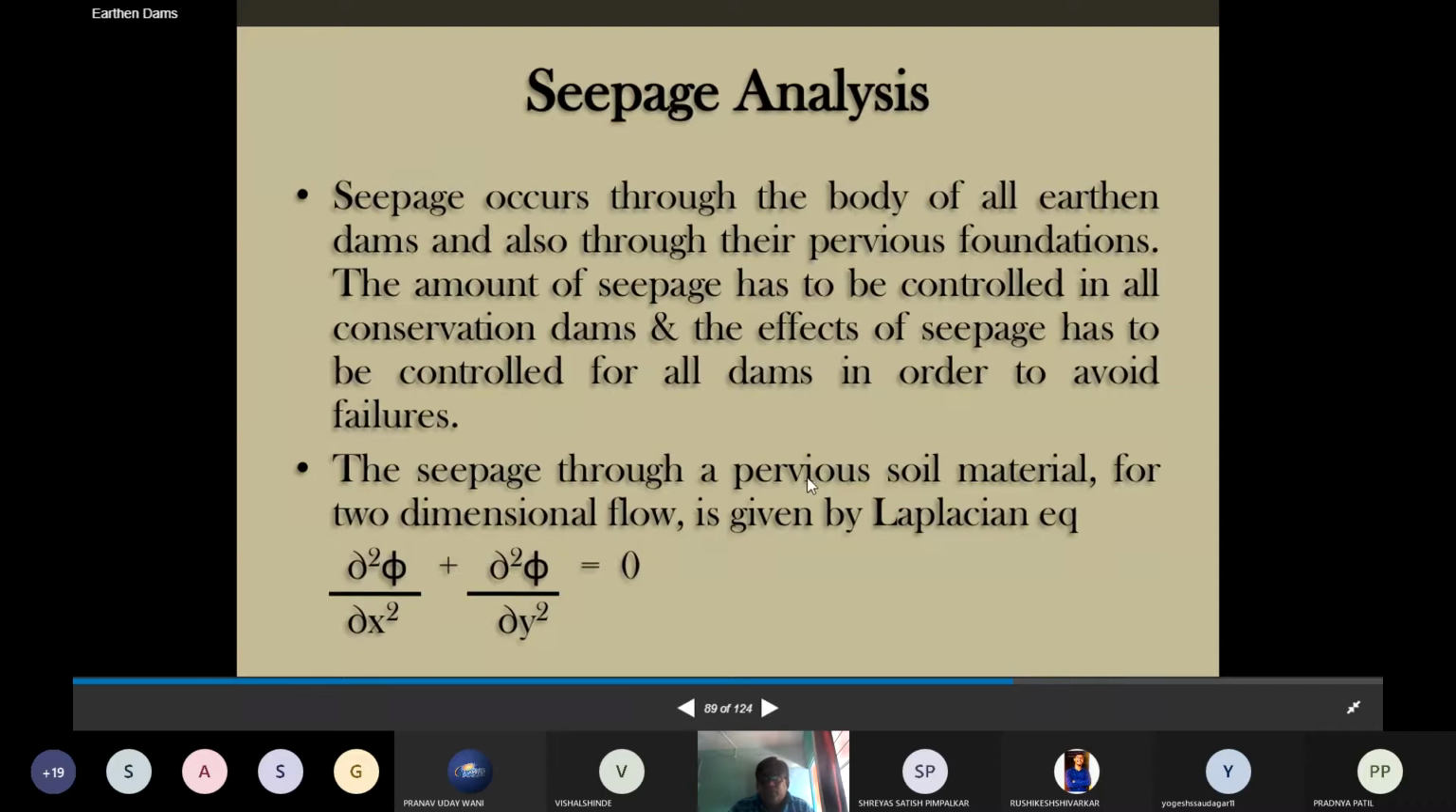The seepage through the pervious soil material for two-dimensional flow is given by this Laplace equation. As you know, d2 phi by dx square plus d2 phi by dy square is equal to 0. If the Laplace equation is satisfied, then there will be flow. Otherwise, there is no flow. If it is not equal to 0, then the flow should not take place.